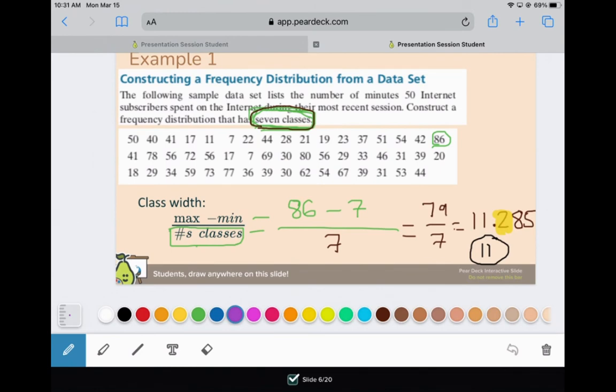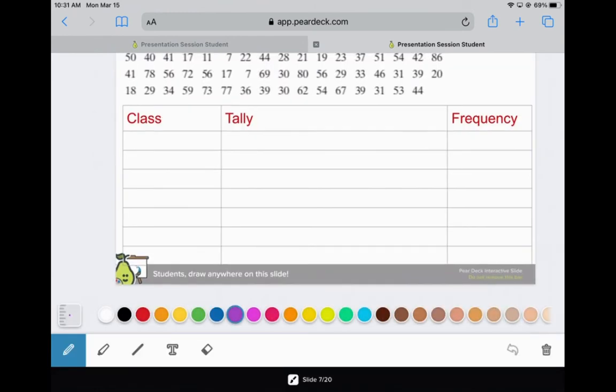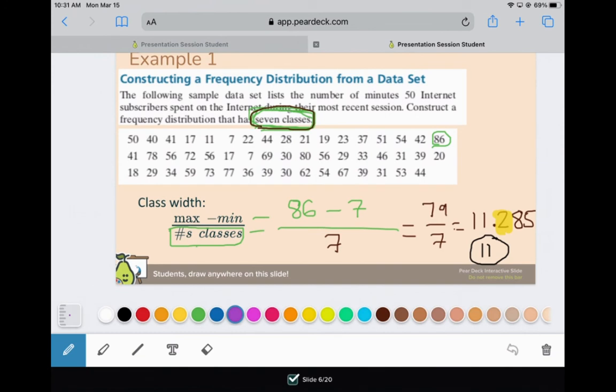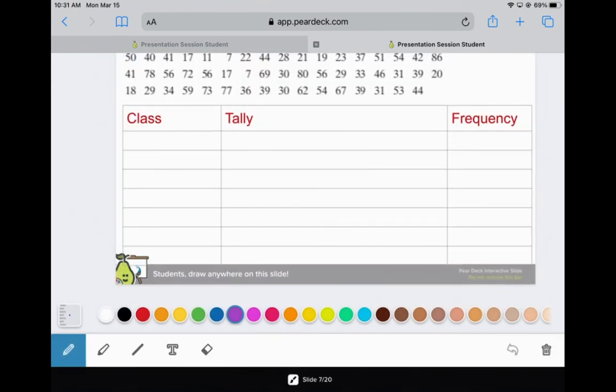What we're going to do next is use the same data set, but we're going to create a frequency table. So this is going to be a lot of steps. Get a piece of paper and follow my steps, okay? Make sure you go back to Zoom and watch what I do.